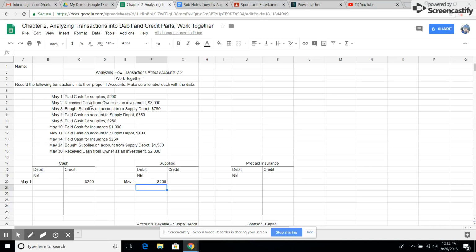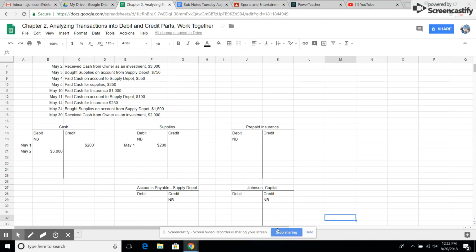May 2nd, we are receiving cash from the owner as an investment. So if we received cash, we're going to increase our cash. So May 2nd, if we're increasing cash, then it's going to go on our normal balance side, which for cash is a debit. We put $3,000 on the debit side for cash. And then we need to go down to our capital account. We'll go down to our capital account, May 2nd, and our capital is also increasing, but a capital increases on the credit side. So we'll put the $3,000 over here.